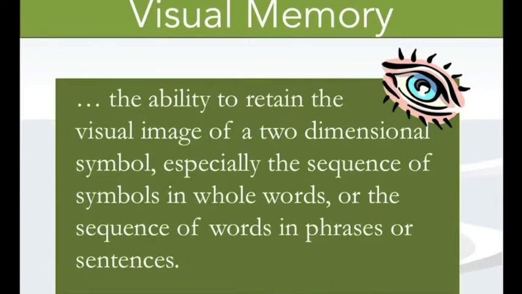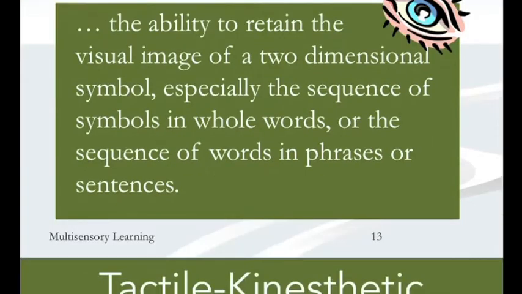Visual memory is being able to recognize symbols and understand when we see a symbol, it has a sound behind it. Visual memory helps our students to be able to identify the symbol that goes along with a specific sound. The sounds are phonemes and they make up words, and then words in turn make up phrases and sentences.